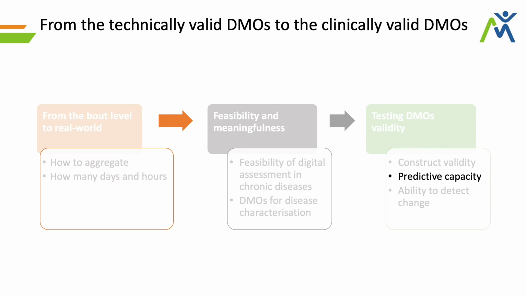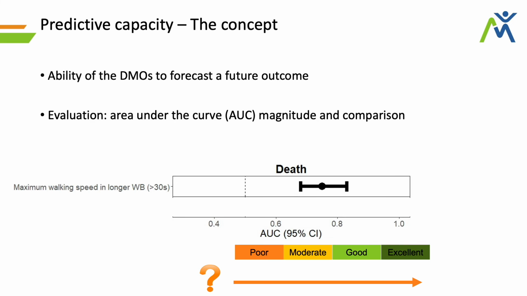Then we have also tested predictive capacity of the DMOs. Predictive capacity is the ability of the parameter to forecast a future outcome. And in this case, we want to evaluate 2 things. One is the magnitude of this predictive capacity as measured with the area under the curve.